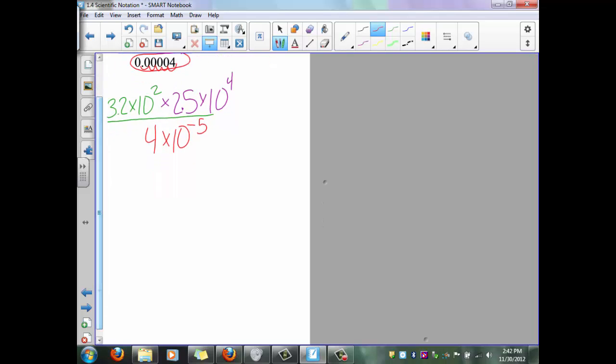Now, let's just look at our numbers or our coefficients that don't have our exponents. So we have 3.2 times 2.5, all of this divided by 4. But then with our exponents, remember if we multiply, we add our exponents, so it'll be times 10 to the 6th over 10 to the negative fifth.